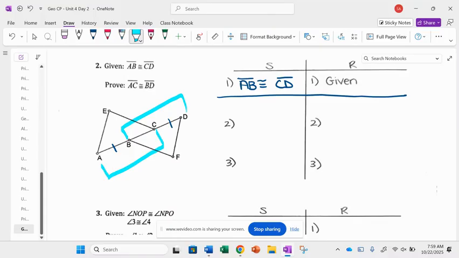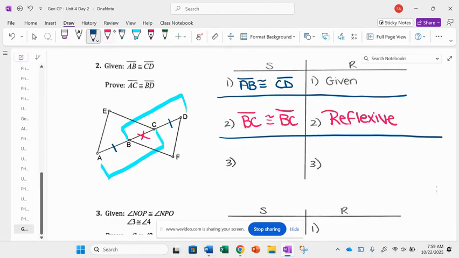Yeah, but because I'm using BC twice, what you want to do is put an X on BC. And in step number 2, we're going to say that we're using it twice. And the way to declare that we're using it twice, we say that BC is congruent to BC, reflexive. And then I can say what I want to prove, which is AC is congruent to BD. And that's addition because I added BC to both of these segments.